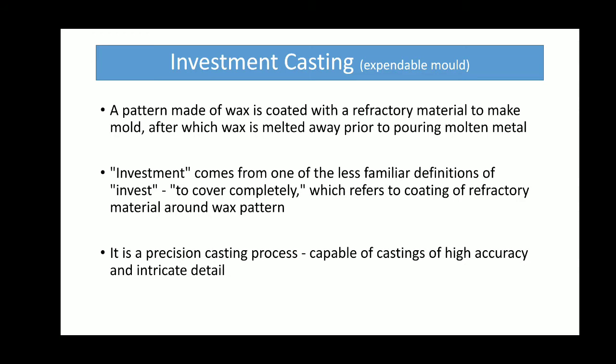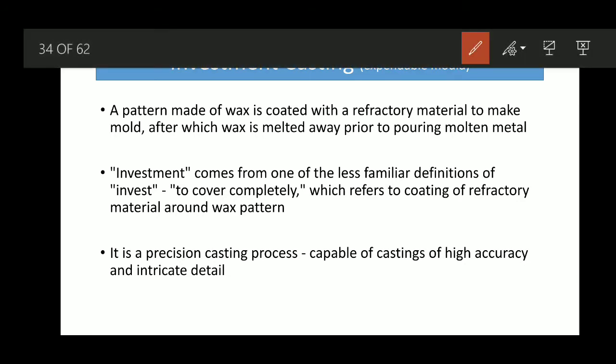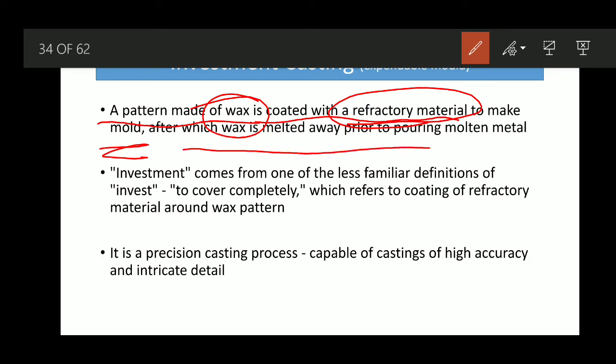Today we are going to discuss investment casting. It is also an expandable mold process only. Here the pattern is made of wax, and after that it is coated with refractory material. This is important: the pattern is made of wax, coated with refractory material to make the mold. After that the wax is melted away prior to pouring the molten metal. That is the main basic thing.